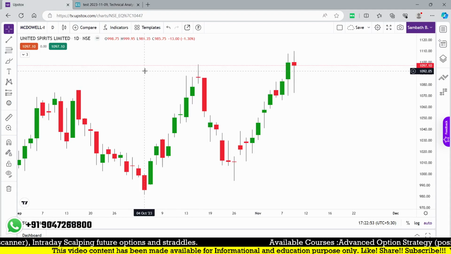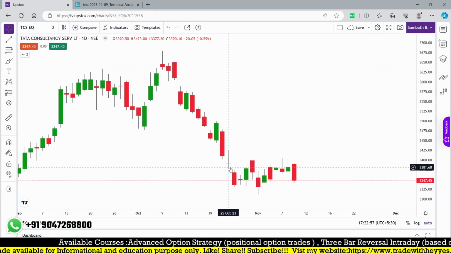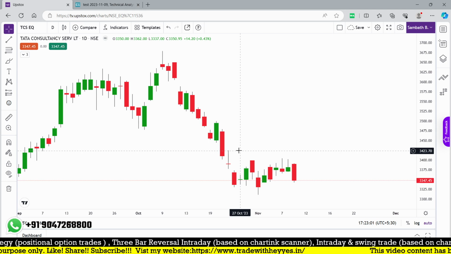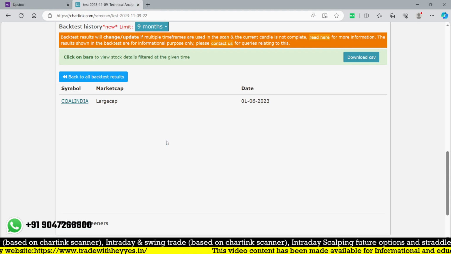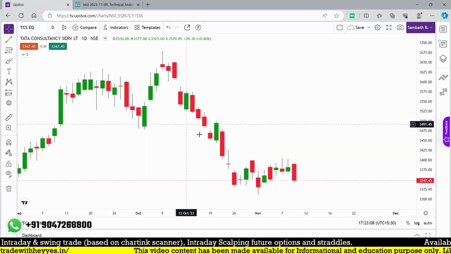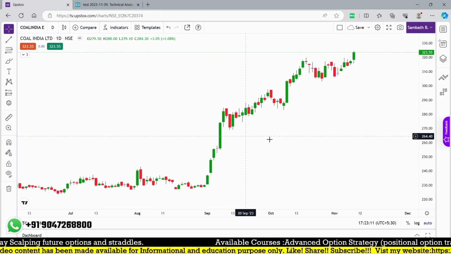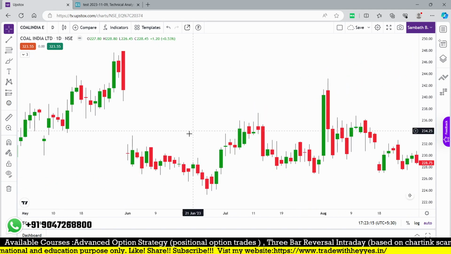So TCS 25/10, only a few stocks, and maybe here at this point, but the high of that particular candle is not broken, so we don't get an entry opportunity in this one. And TCS, I think I'm just discussing how to use it. And Coal India 1.6. Okay, so only a few stocks which we got. Coal India 1.6, where it is. Yeah, you can see this.